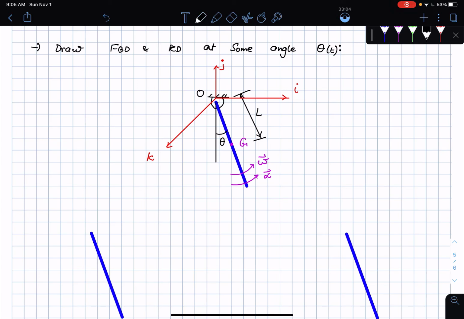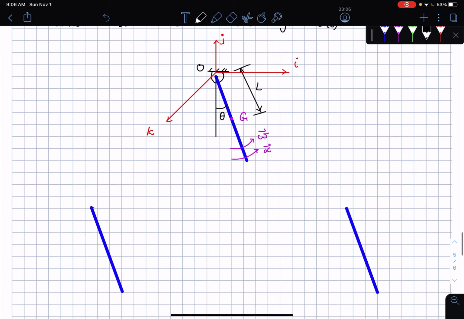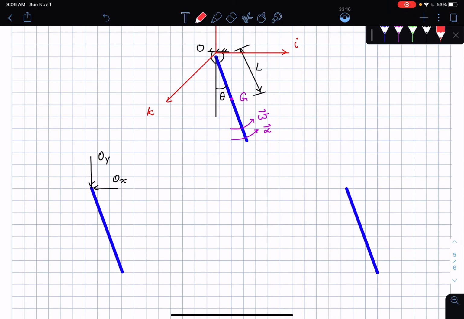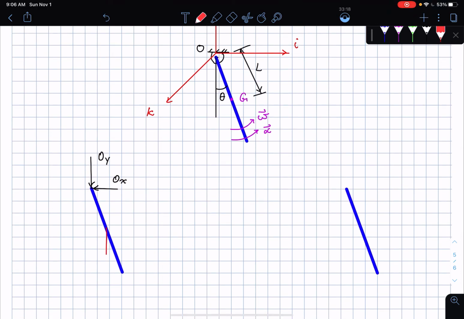What are the forces? I have pinned reactions at the point O, right? So which means that I'm going to have some Ox, and then I'm going to have Oy. Then what are the other forces? I'm going to have the force of gravity, right? The force of gravity is going to be acting vertically down, so this is going to be m times g. I also know the distances and so on, so I will be able to find what the angle theta is. I know the angle theta, right?